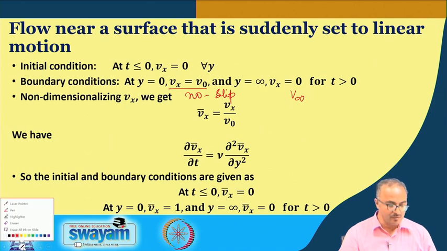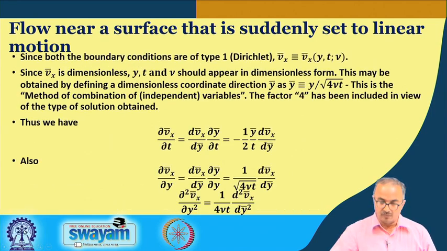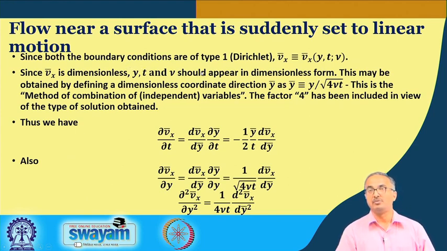Next, we see that both the boundary conditions have been taken as boundary conditions of type 1, or the Dirichlet boundary condition. So, we find that Vx is a function of y, t and nu, only these three. If it is not of type 1, that means it could be a Neumann boundary condition, then you will find that it will also be a function of the flux term, some kind of momentum flux term.